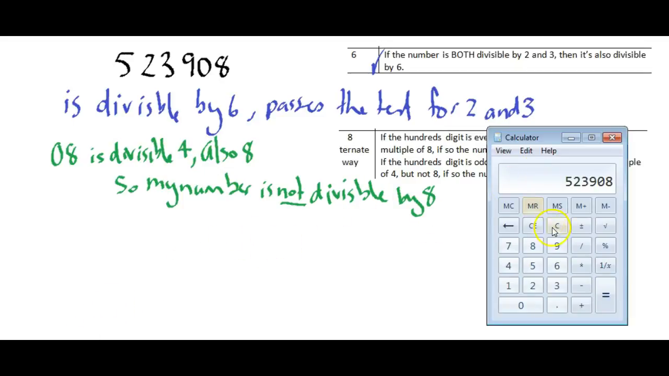Just going to use my calculator to check that. So put in my number divided by 8 equals. And you can see it's not divisible by 8 because I have a 0.5, a remainder is going to be left over.